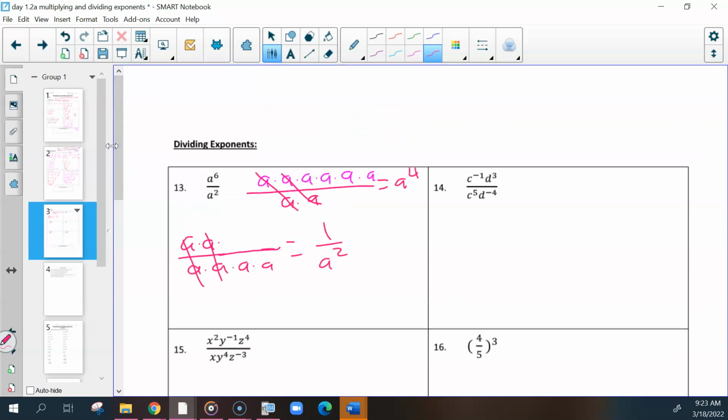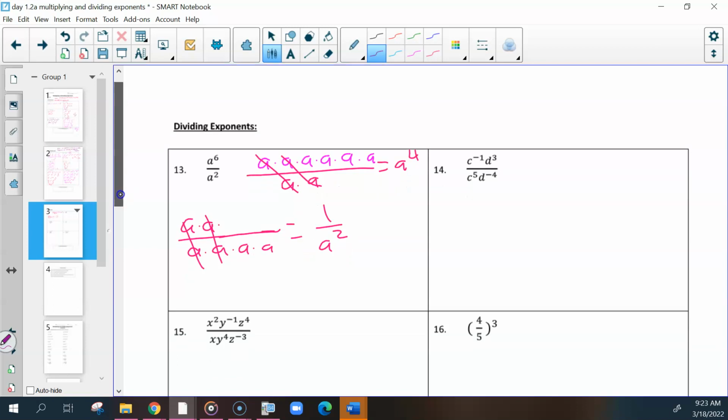So I'm going to go ahead and write the rule. When we are dividing like bases together, we are subtracting the exponents.